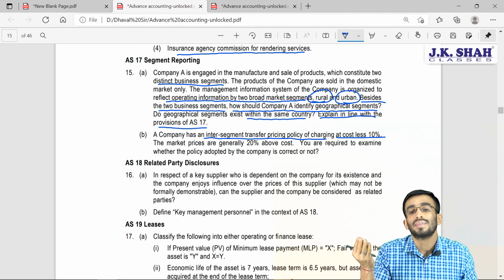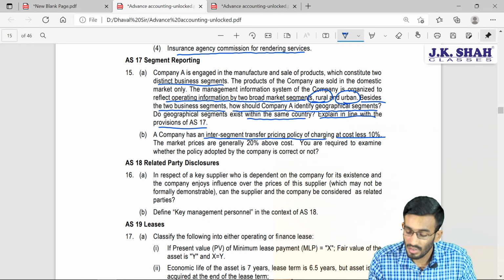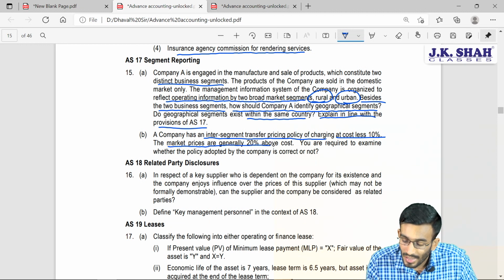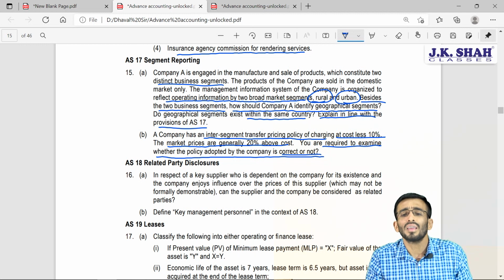B. Company has an inter-segment transfer pricing policy of charging at cost less 10%. Let us say, for example, segment A is providing raw material to segment B at cost less 10%. The market prices are generally 20% above cost. You are required to examine whether the policy adopted by the company is correct or not. Yes, the policy is correct, nothing wrong in that.